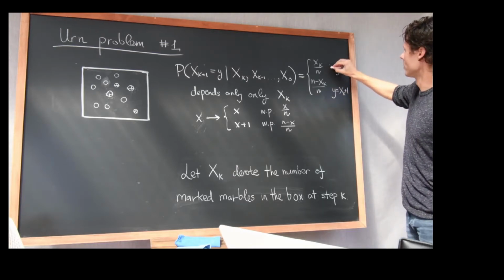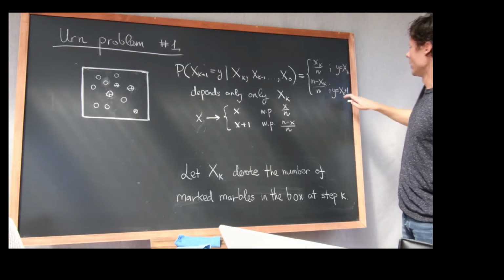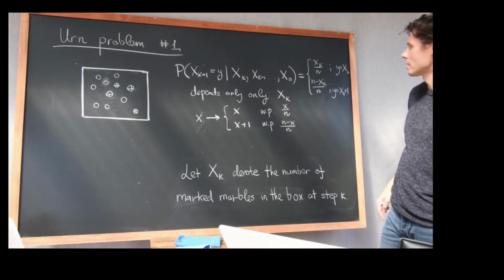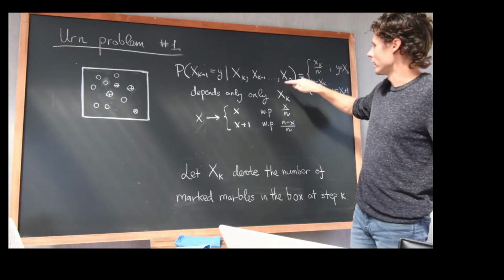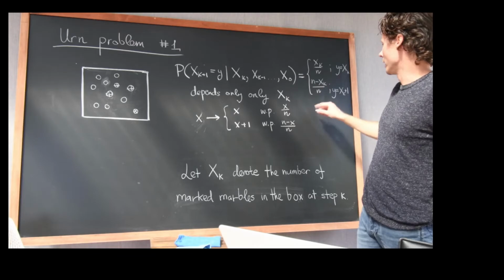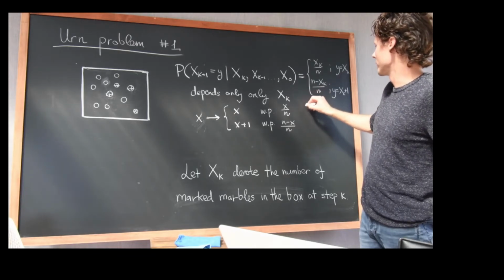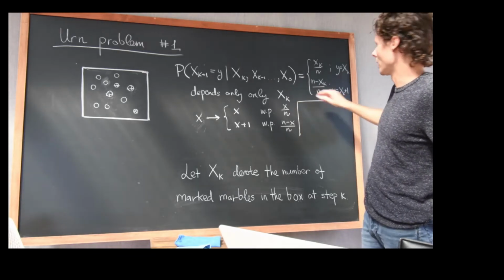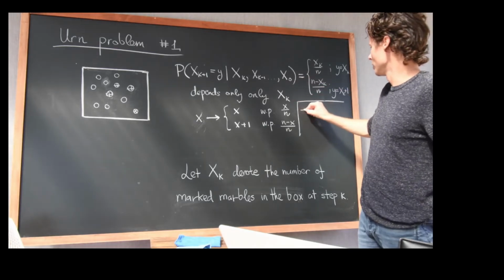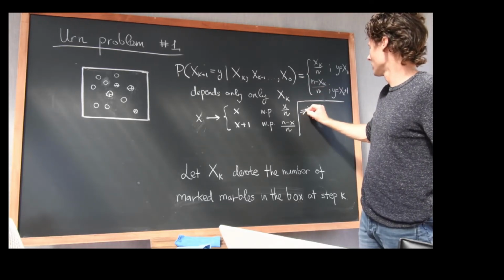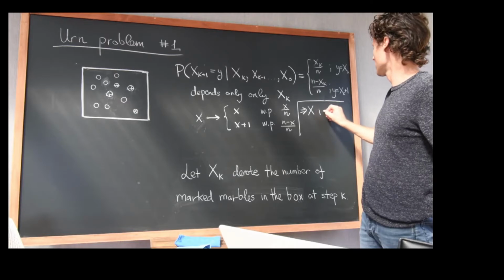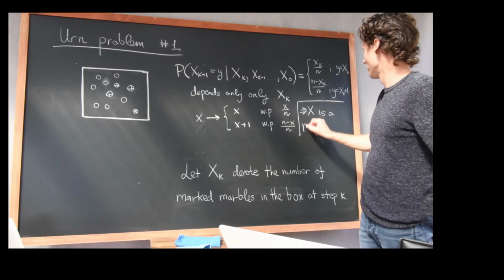And these correspond to the two events. And so you see right away that this depends only on x. And therefore, right from this little exercise, you conclude that x is a Markov chain.